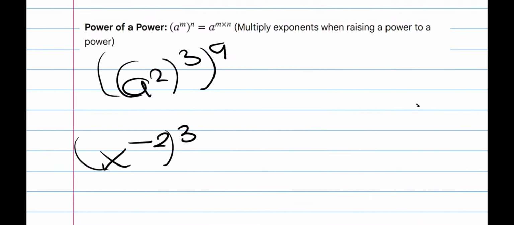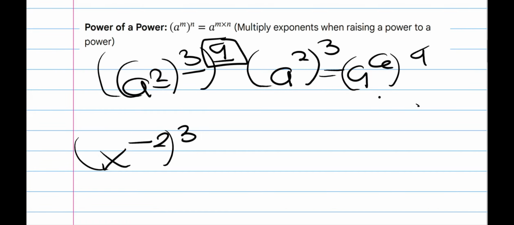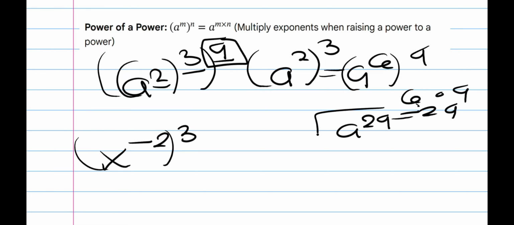Moving on, here we have another example, but there are multiple exponents. So what are you going to do? Simply, you just apply the rule. First we have a squared to the 3, and that would give us a to the power of 6. And we have another exponent 4. And you just simply multiply 6 times 4, and that would give us 24. And that would give us a to the power of 24. Pretty big number, but yeah.